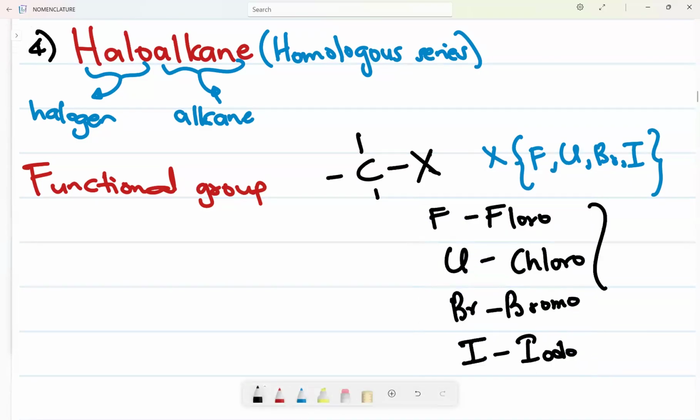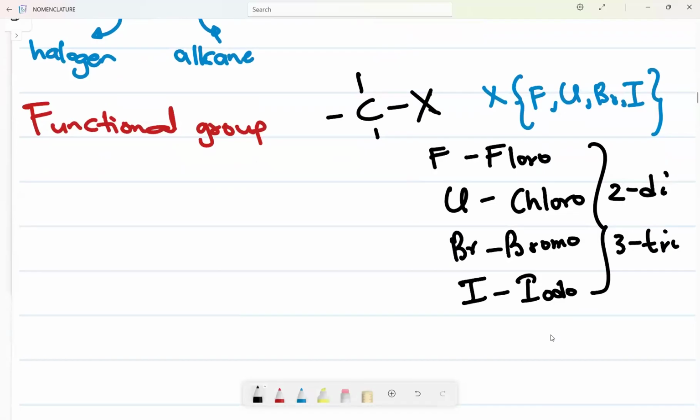Now, it can only be limited to 3. If there are 2 of them, it is difluoro, dichloro, dibromo or diiodo. If there are 3 of them, we call them trifluoro, trichloro, tribromo, triiodo. According to the exam guide, we only limit it to three halogens.